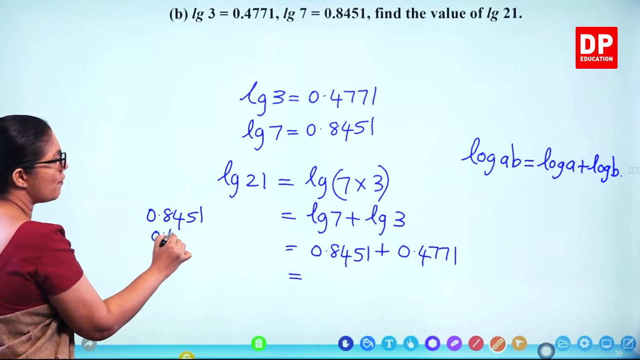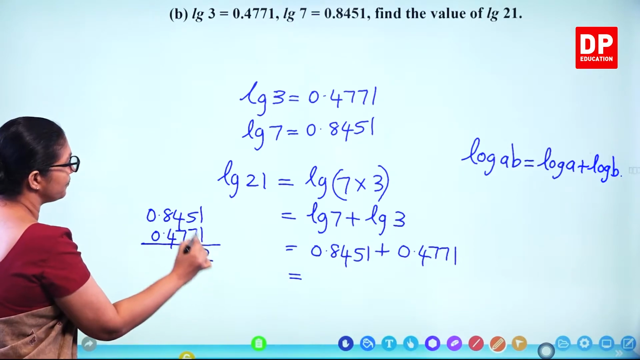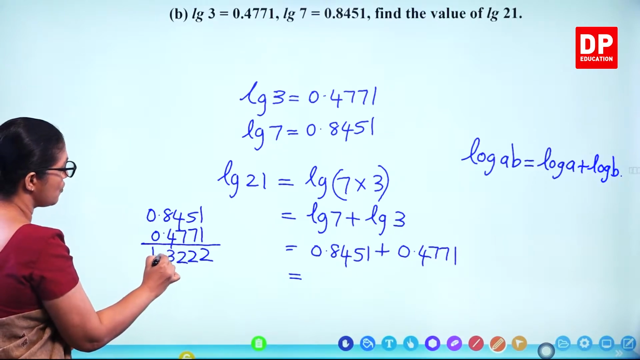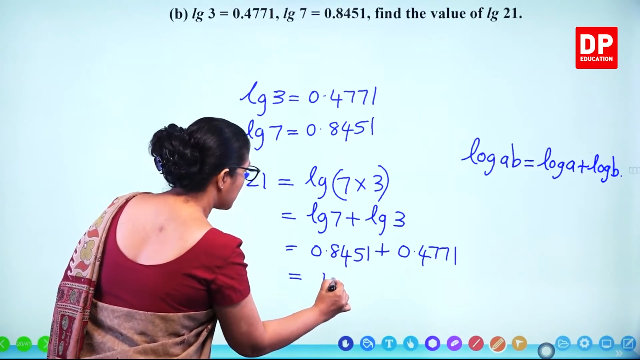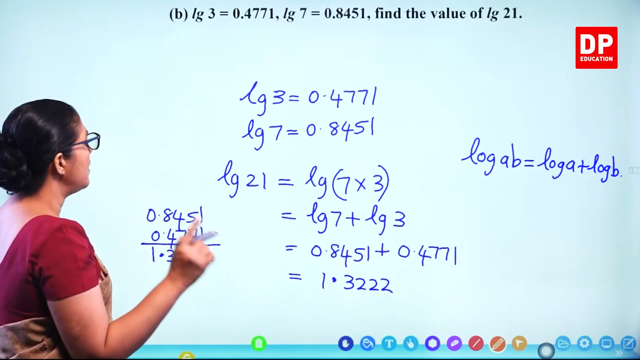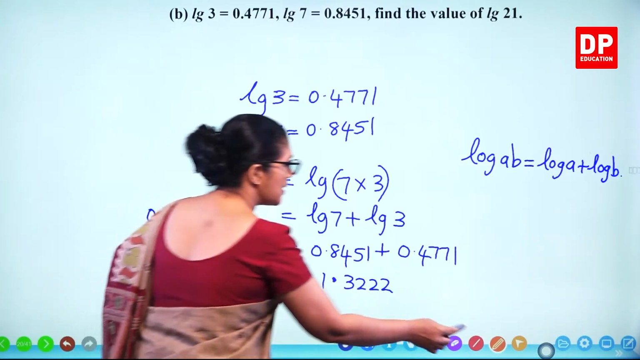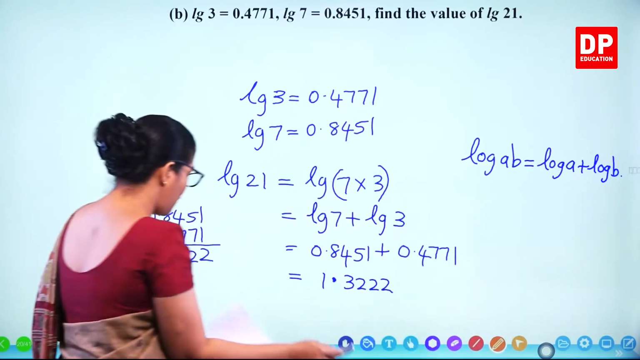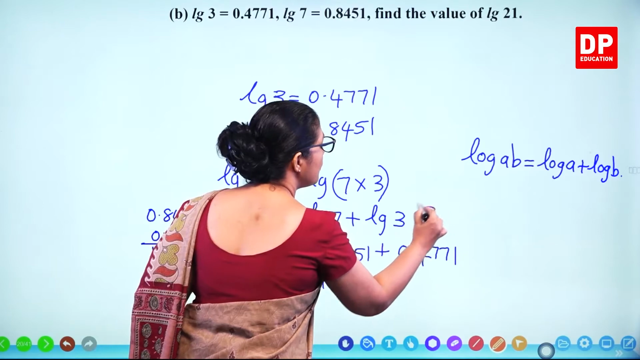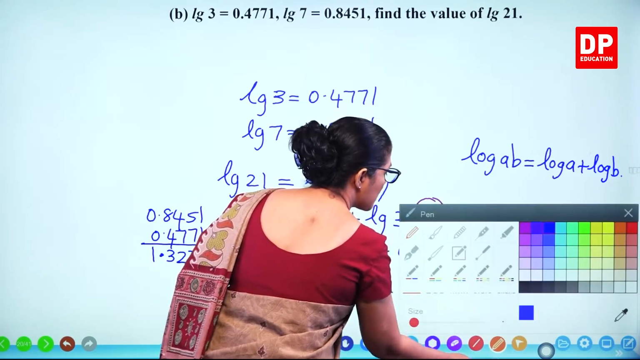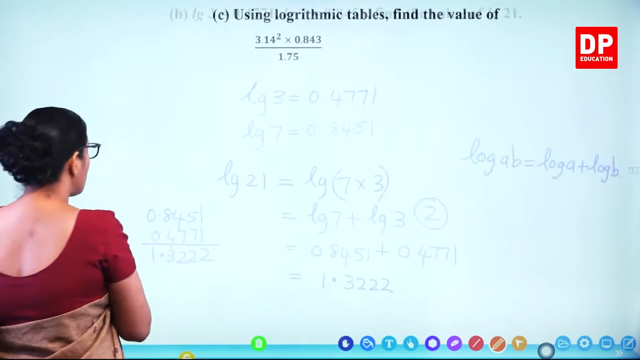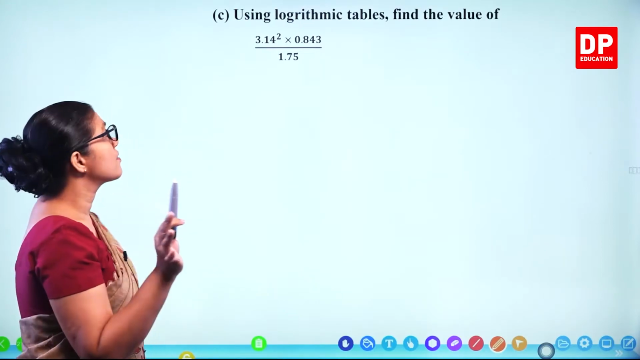Now just add the two values, 0.8451 and 0.4771. So you get 1.3222, which is the log 21 value. So what's the mark you are getting for this one? You get 2 marks for that using laws of logarithms. Now, we gave only 5 marks. Now, the next part, using logarithmic tables, you get 5 marks.